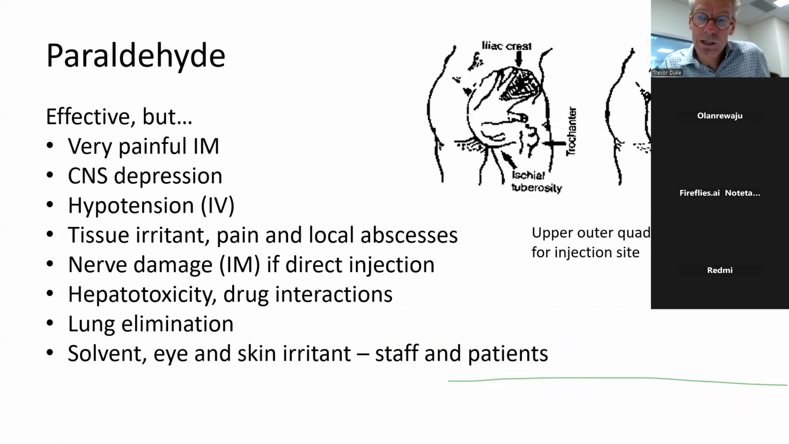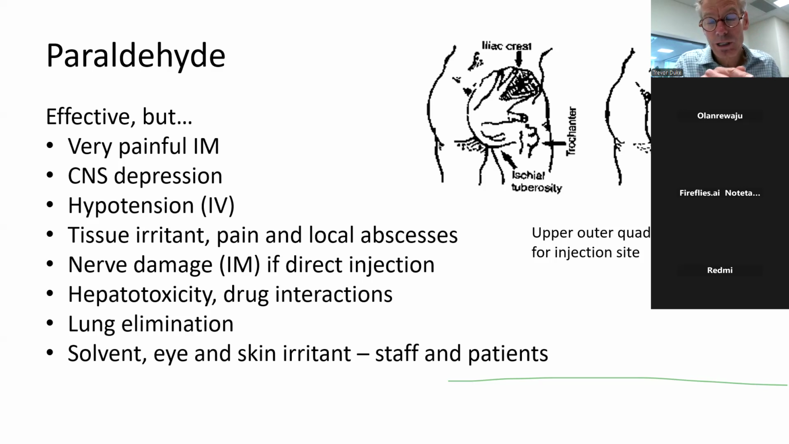praldehyde is commonly used, and it's quite an effective anticonvulsant, but it has some complications. It's actually a very painful intramuscular injection, and it can be given intravenously, but it's a bit more, as you know, a bit more complicated to give intravenously. But when it's given intramuscularly, it can be very painful. It certainly causes CNS depression, but all the anticonvulsants do that, whether it's diazepam or midazolam or phenobarbital, they all cause CNS depression. If it's given intravenously, it can cause hypotension, but again, they all can do that.